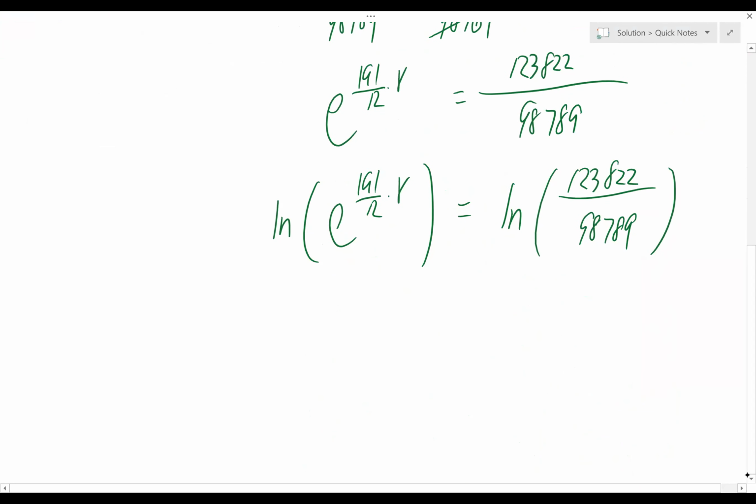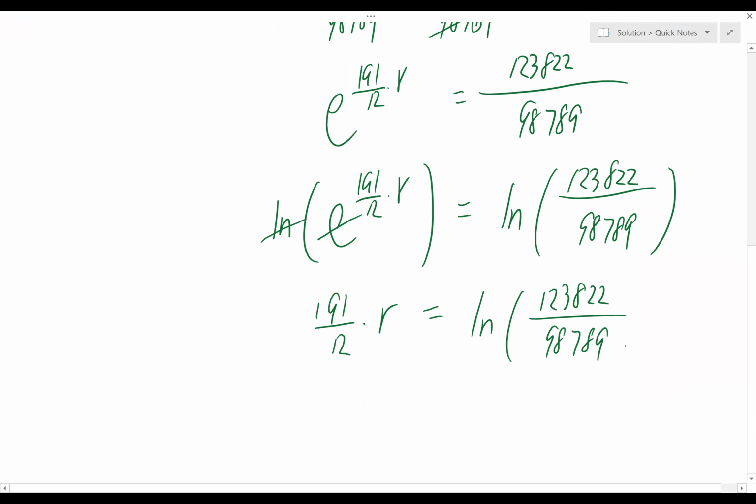So now here, these two offset each other, and e, so we get 191 over 12 times r. Then ln of this whole thing, 123,822 over 98,789. And then we use a reciprocal. The reciprocal is 12 over 191. Multiply that to both sides of the equation. Our reciprocals cancel each other. Yes, r is by itself. And we just have to simplify this and get the result.